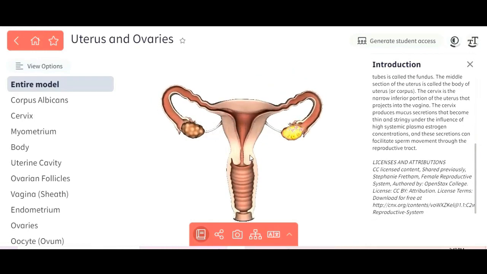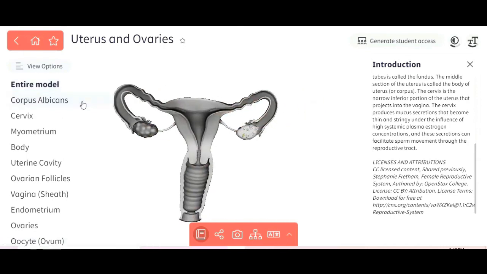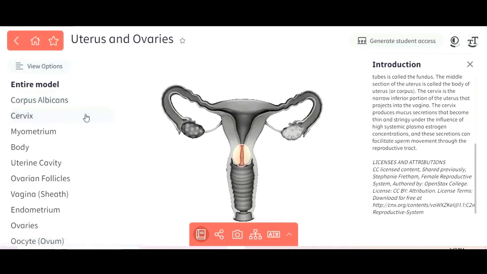The first I would like to tell you about is the corpus albicans. So these are the pictures of the corpus albicans you can see in the video, and the second is about the cervix. So this is the cervix, and the third is myometrium. This is the myometrium. Next, the fourth is body. So this is the body of the uterus and ovaries. And the next is uterine cavity, which in Indonesia we call rongga uterus.